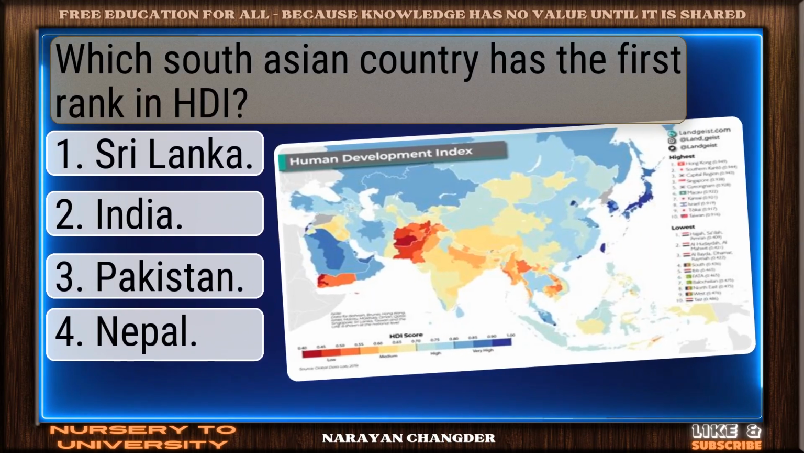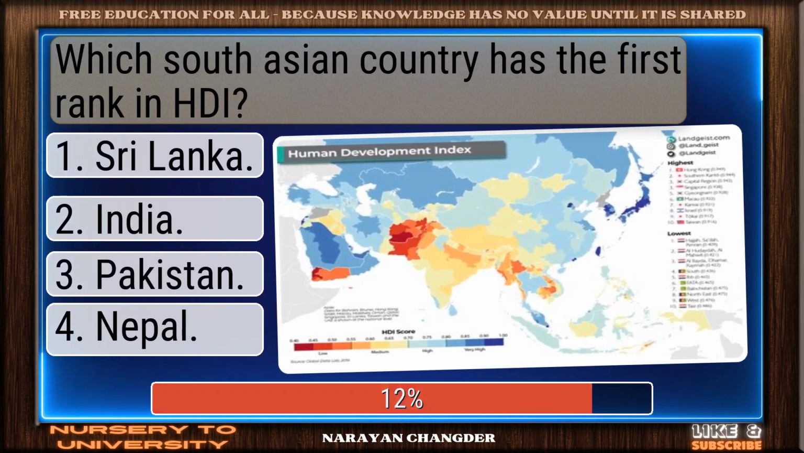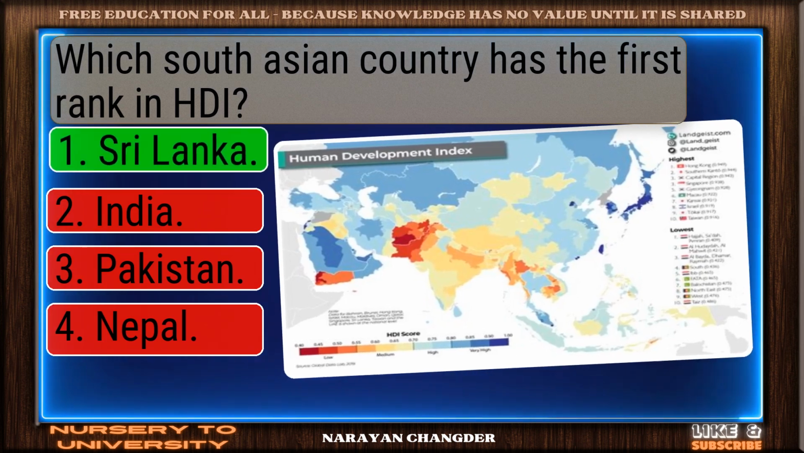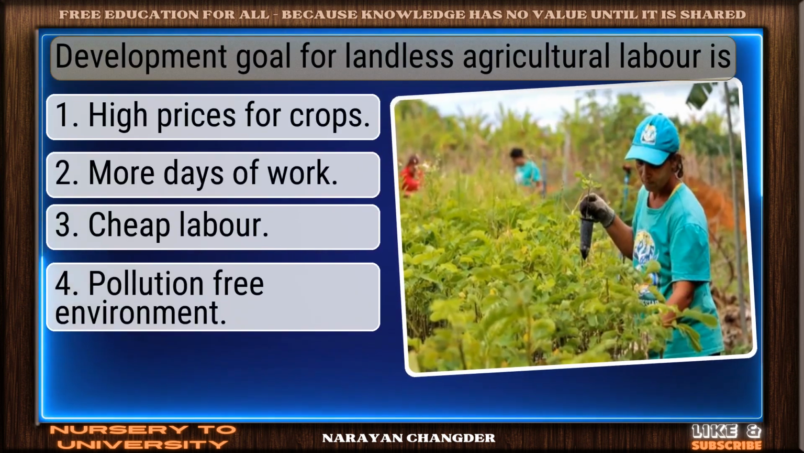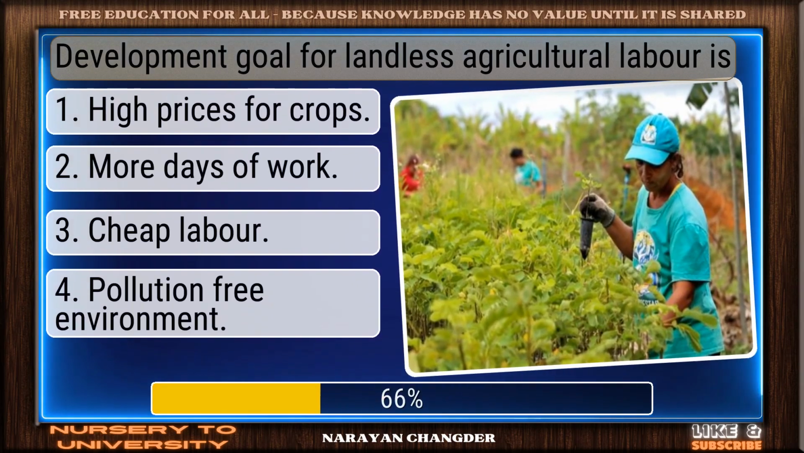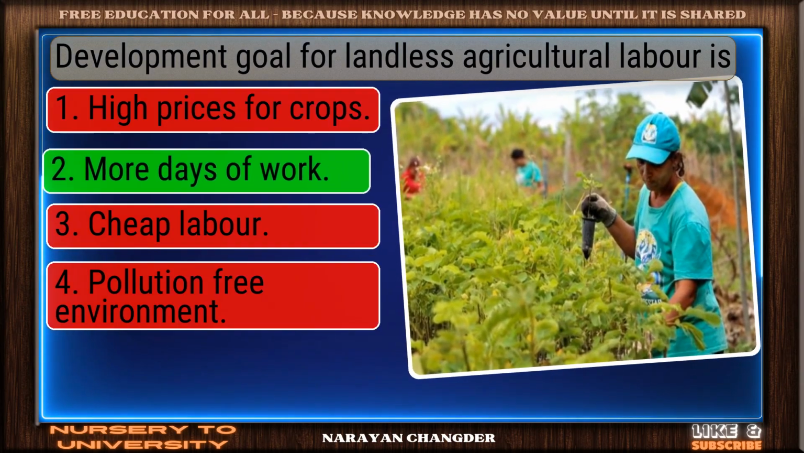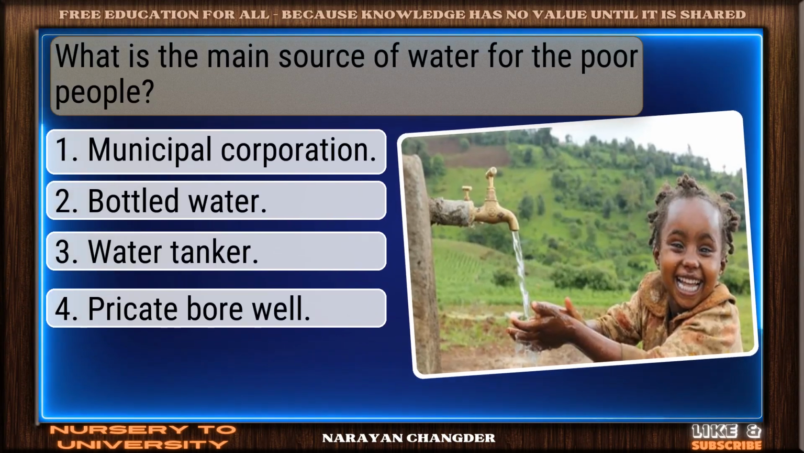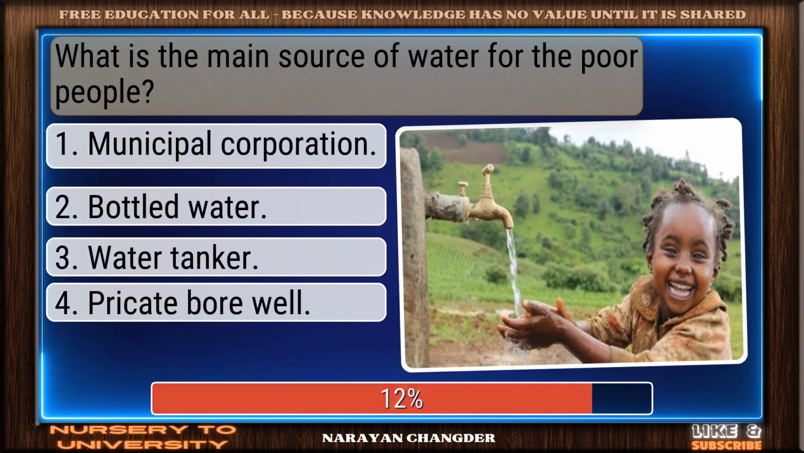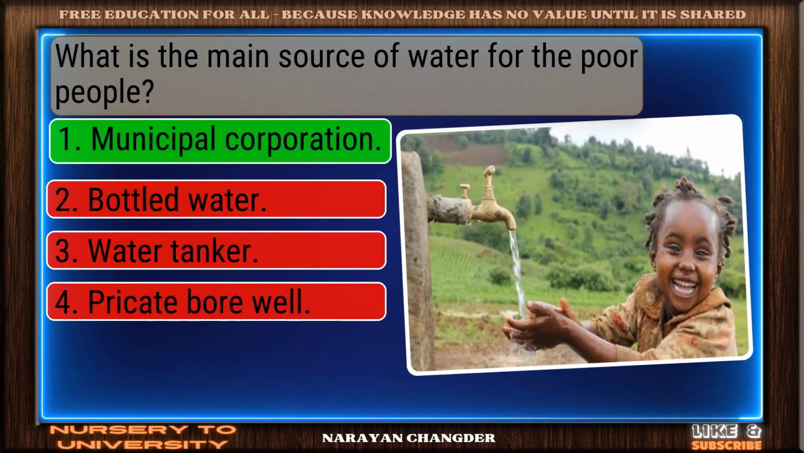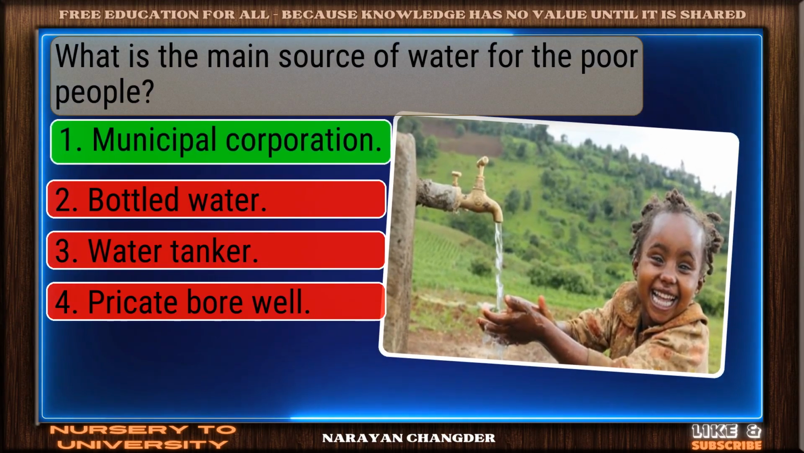Which South Asian country has the first rank in HDI? Nicely done. Sri Lanka is solid. Development goal for landless agricultural labor is. Clear logic. More days of work is sound. What is the main source of water for the poor people? Sharp thinking. Municipal corporation is right.